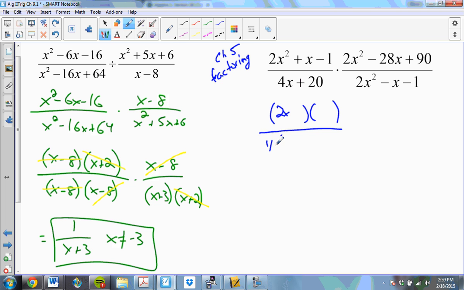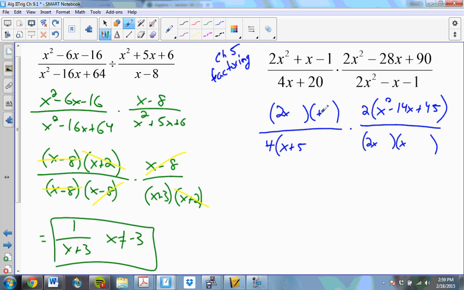Oh, I just pull a 4 out of this. On the bottom, I just pull a 4 out. Here I'm going to pull a 2 out of everything to start. That'll probably factor further. On the bottom, I'll guess and check. So right now I'm just kind of preliminarily starting this. Well, if I make this a +1 and this a -1, I've got it. And this one's already factored.